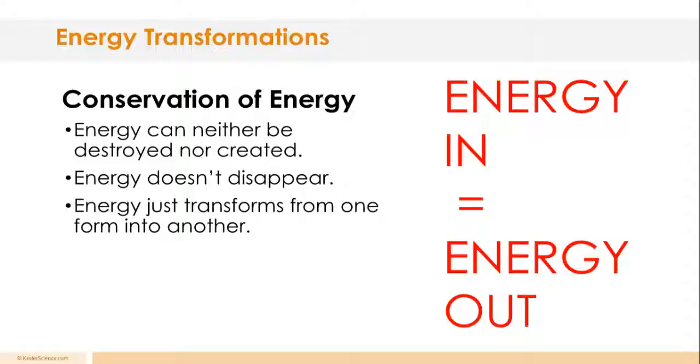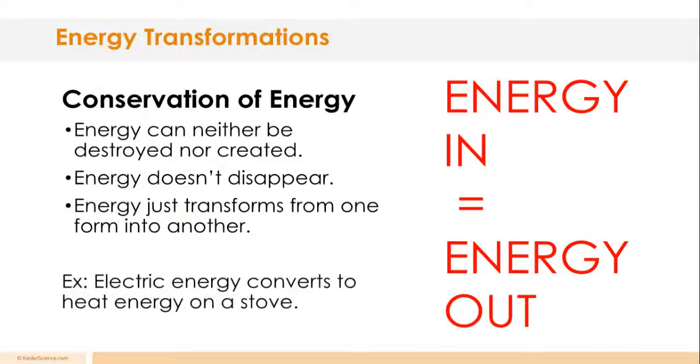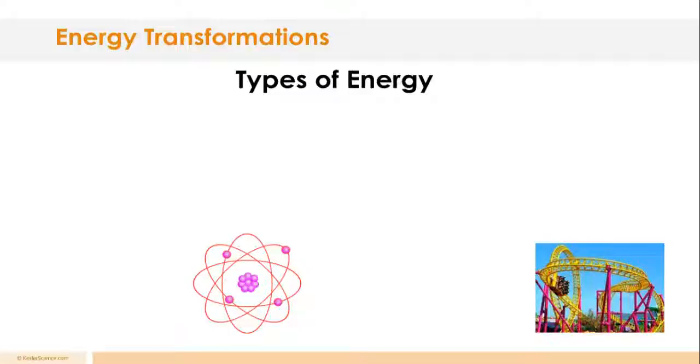Now, it may transform into multiple other types. And so, if you measured any one of those, it may seem like some of it has disappeared, but energy can be lost to things like heat and sound when it comes to friction. So, if you added up all the transformations that happened, they would be equal on both sides. So, an example there, electric energy converts to heat energy on a stove. It's going to be equal on both sides.